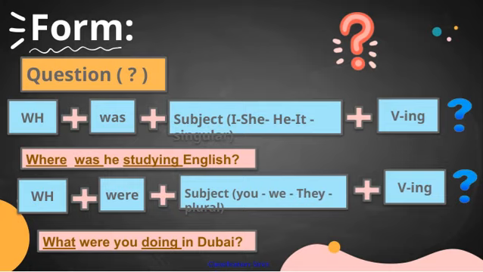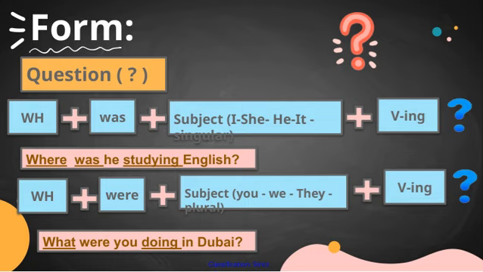Now, let's take a closer look at how we form questions using the past continuous tense with WH questions. First, you'll notice the structure involves the WH words like what, where, who, when, why, and how. These are used to ask for specific information about an ongoing action in the past. Next, we have the subject, which can be you, we, they, or other plural nouns. Then, we include the auxiliary verb, were for plural subjects, or was for singular subjects, depending on the person. After that, we add the verb plus ing form of the main verb to indicate the action happening at that time.